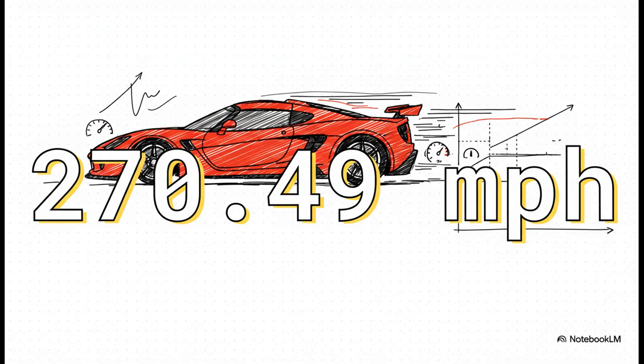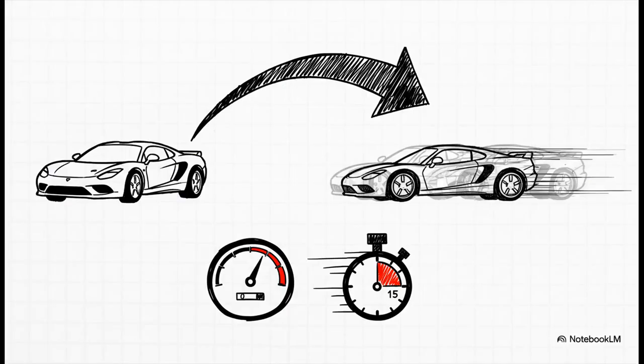Just look at that number, 270.49 miles per hour. That is the absolutely blistering top speed hit back in 2014 by one of the fastest cars on the planet, the Hennessy Venom GT. I mean, what an incredible feat of engineering. So, to put that speed into perspective, this car can go from a complete standstill, 0, to 200 miles an hour in less than 15 seconds. That is just an astonishing rate of change.